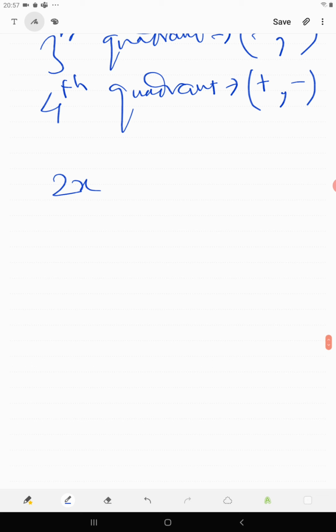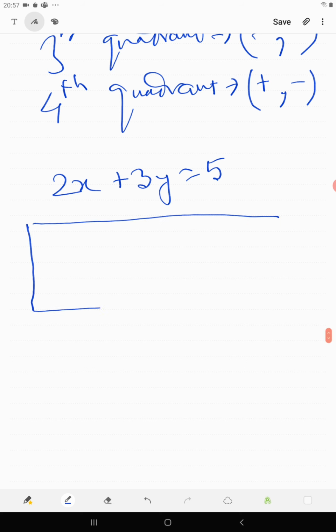Okay, so we have an equation. I will take, suppose, 2x plus 3y equals 5. This is our given equation. So how to draw the line through it? What we will do is we will make a table first.